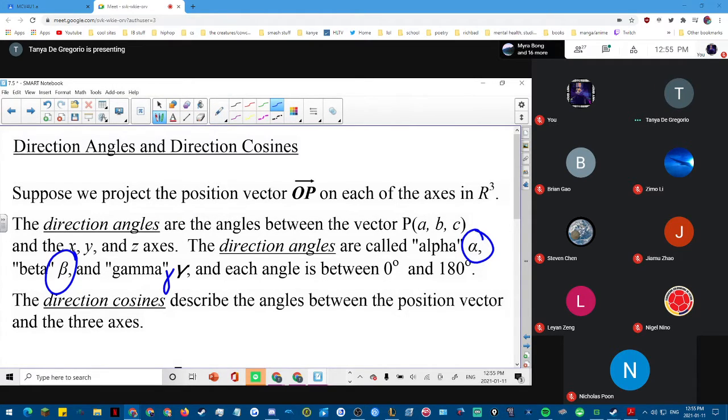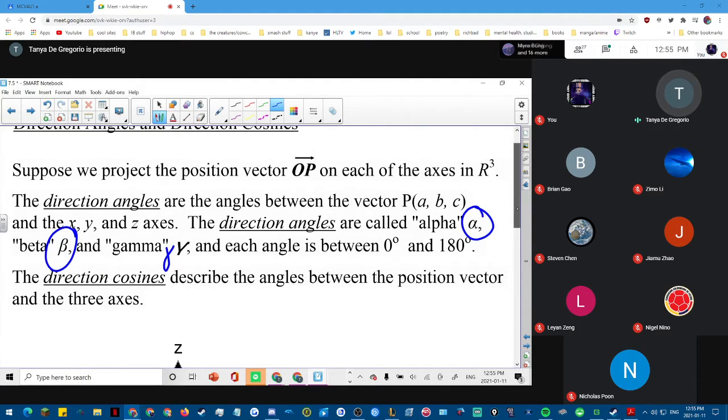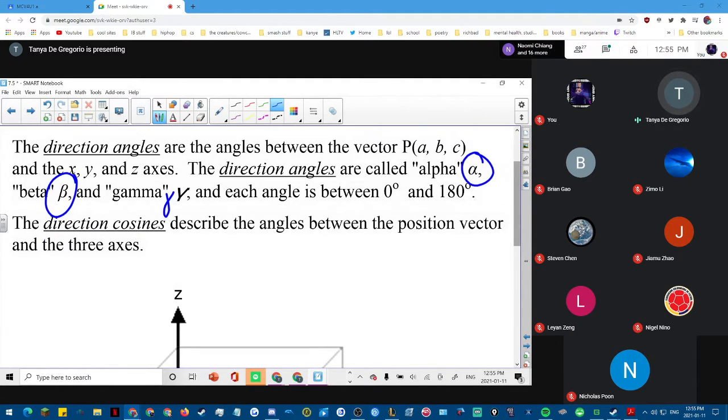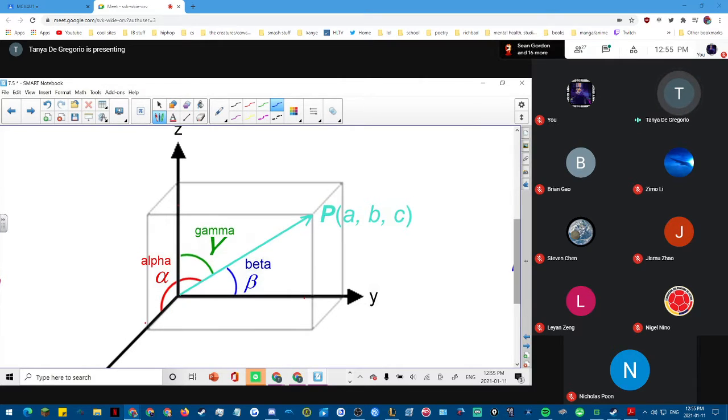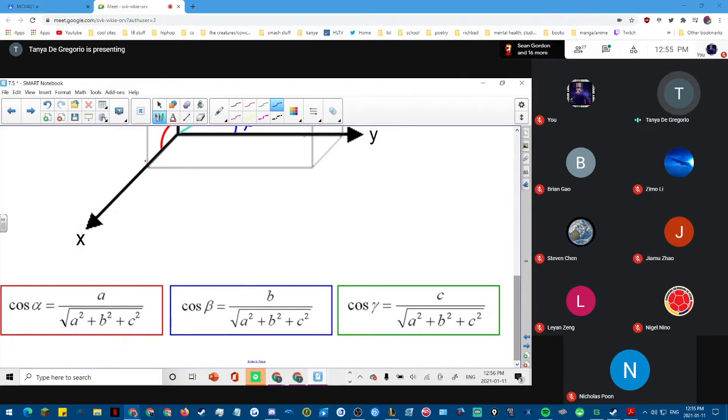Okay, are there any questions so far? And I want you to notice, guys, as always, we're always dealing with angles between 0 and 180, okay? All right, so here's the picture of all the angles, alpha, beta, gamma. And here are your formulas.